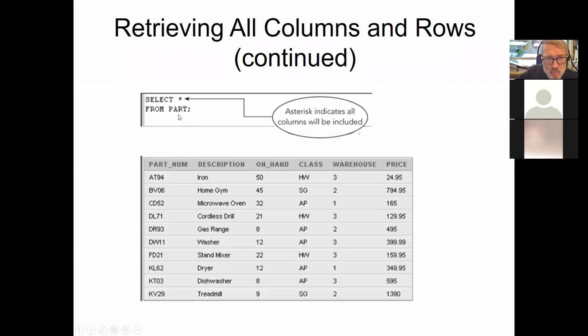Select star from part. What this does, because there's no where statement, and because the star there means select all the columns, is that we also get all the rows. So select star from part will show you the whole table, all the values in that table.